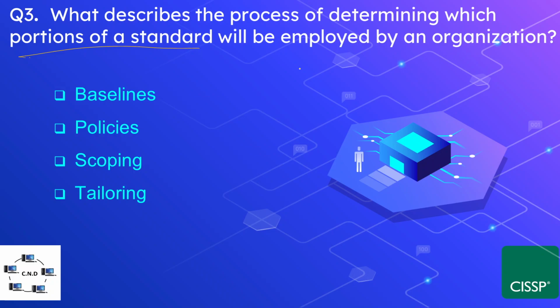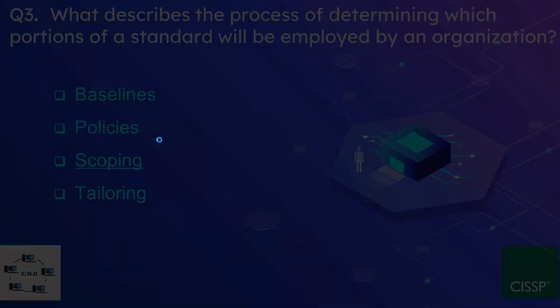will be employed by an organization? The options are baselines, policies, scoping, and tailoring. And the correct option is scoping. Scoping deals with using a specific portion of a standard to suit your organization, while tailoring is using that specific portion and customizing it. Tailoring is customizing, while scoping is using a specific portion.